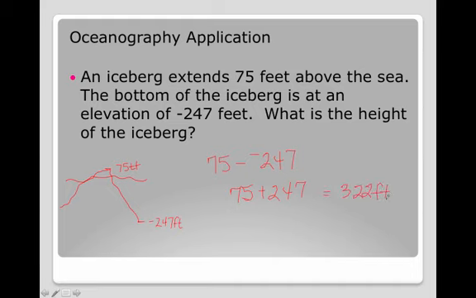Think about it. That should be a positive number, right? The height of this is not going to be a negative number. So if you had subtracted 247 from 75, that would have given you a really strange result. Okay?